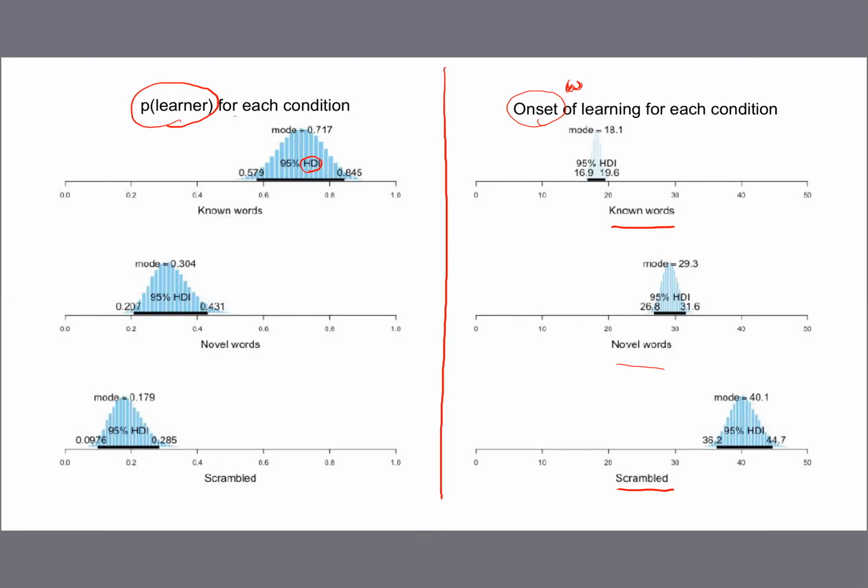When you see a spike at 0, a lot of people aren't classified as learners in the major conditions. I'm saying that they wouldn't be included. In the onset? Yes, because an onset of 0 would mean that they learned at time 0, I think, anyway. That's my understanding.